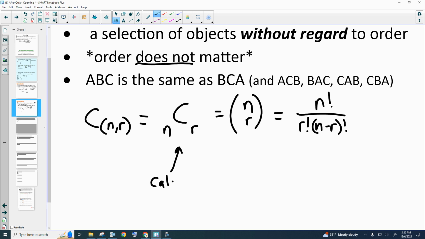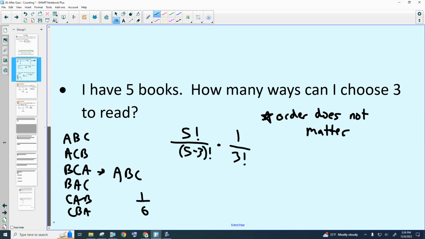So in the calculator, once again, this is like that last example here, where I guess we didn't actually answer it, but it ends up being 20. So I think it was 20 options for that one, where the order does not matter.